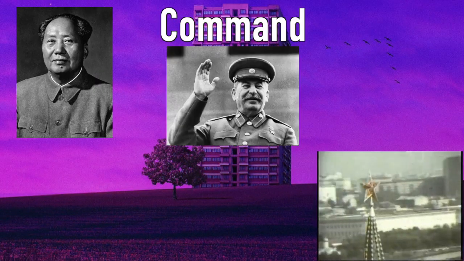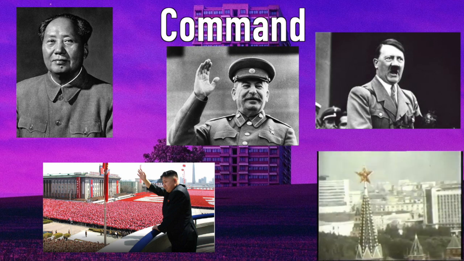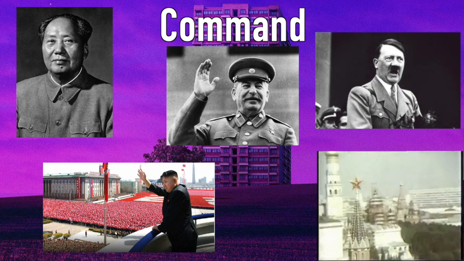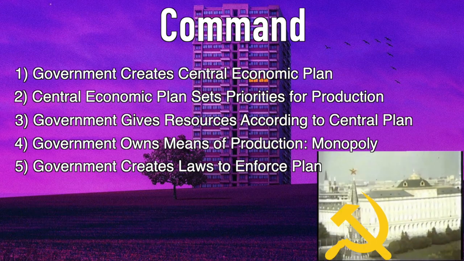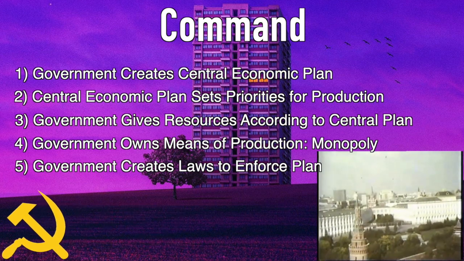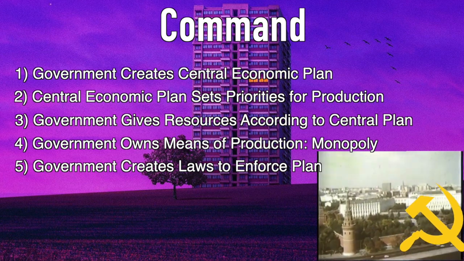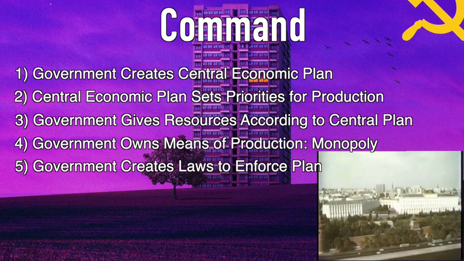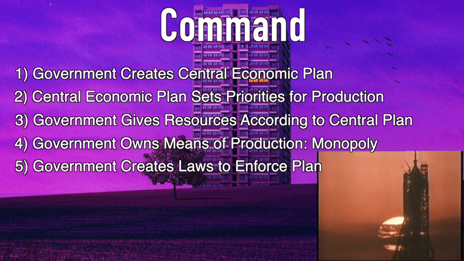Here are some dictators that you might recognize. Each one of them ruled their nation with a command economy in place. In a command economy, the government creates a central economic plan. This plan sets the priorities for the production of all goods and services. The government then allocates resources according to this central plan. In this type of economy, the government owns a monopoly on all forms of business, and it creates laws and regulations to enforce the central plan.